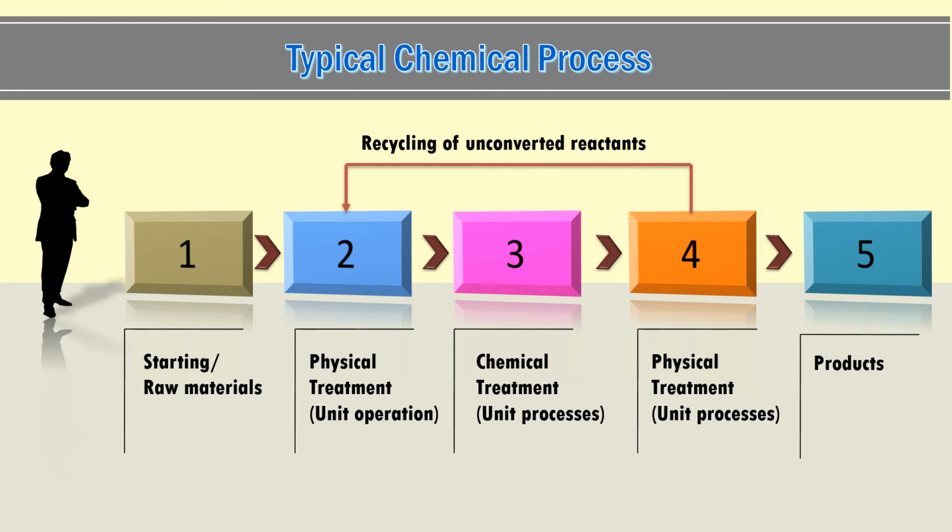From the physical treatment, suppose there are some unreacted chemicals, which can be transferred back so that they enter into the main cycle of the process, and these are again converted into the product. So this is called recycling of unconverted products.